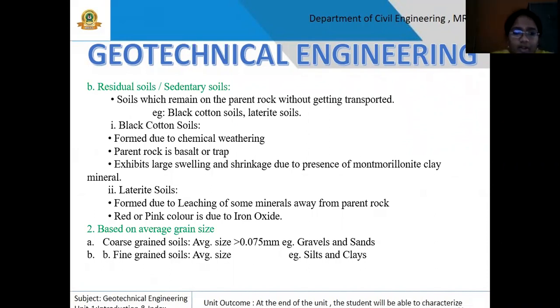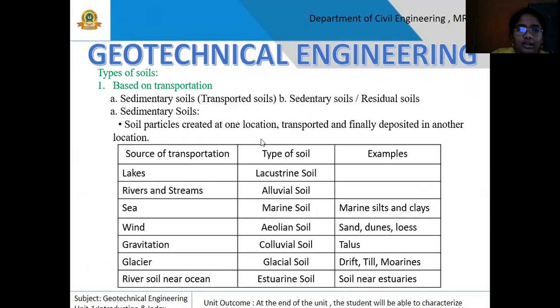Second one is laterite soil. These are formed due to leaching of some minerals away from the parent rock. Leaching means removal of the top layer. That is done in the formation of laterite soil. The general red or pink color is due to iron oxide. These soils are generally red or pink in color, and this is majorly due to the predominance of iron oxide in that rock. So this is based upon the transportation.